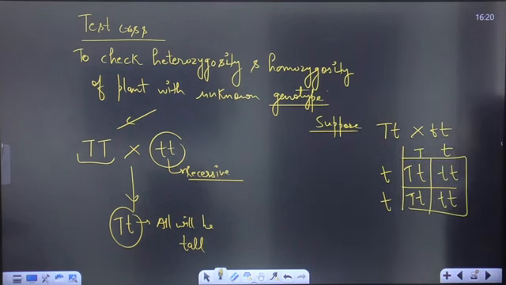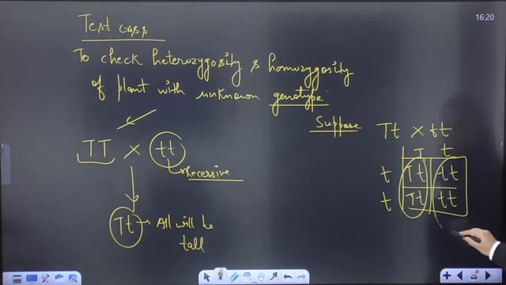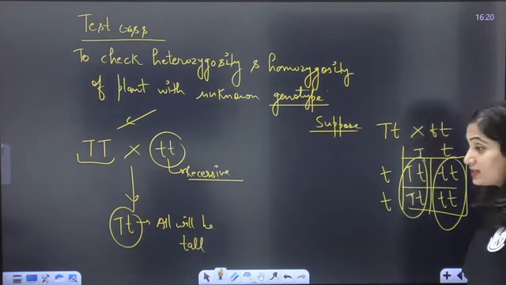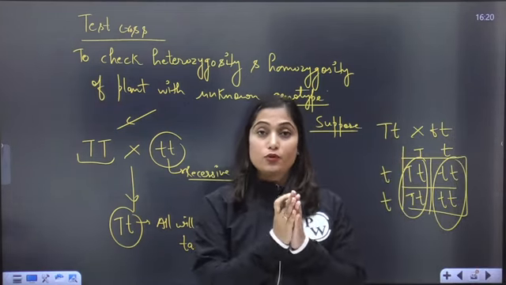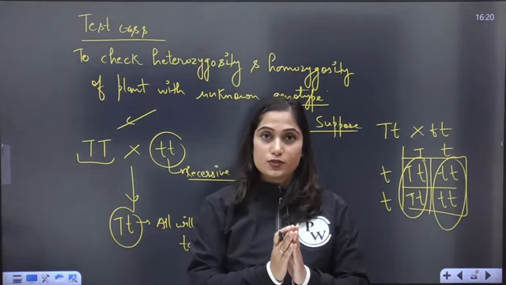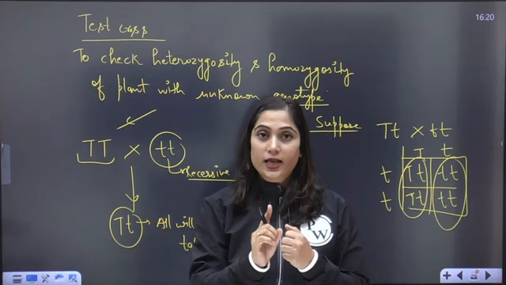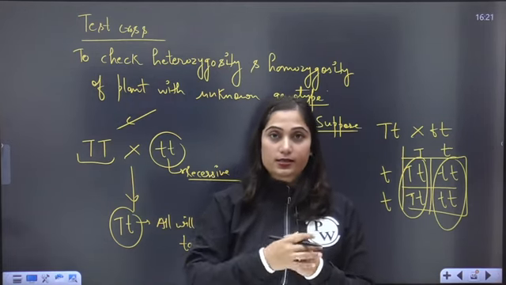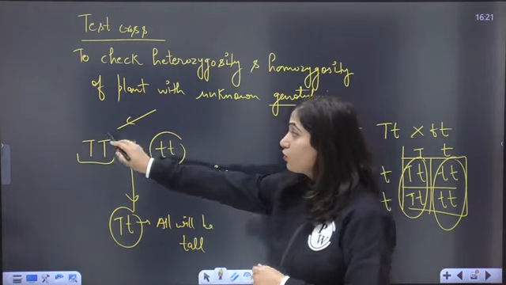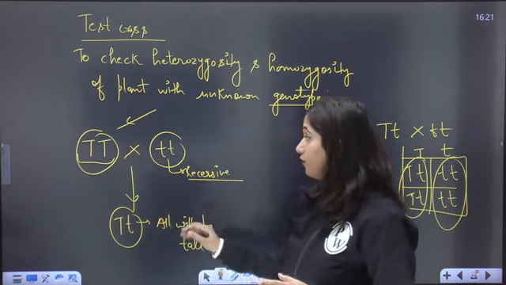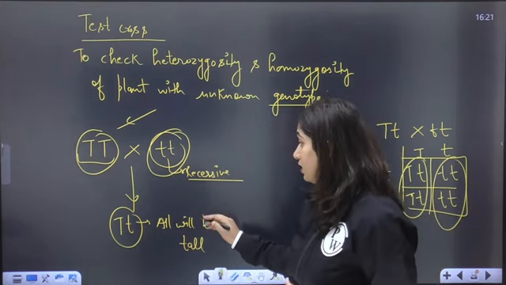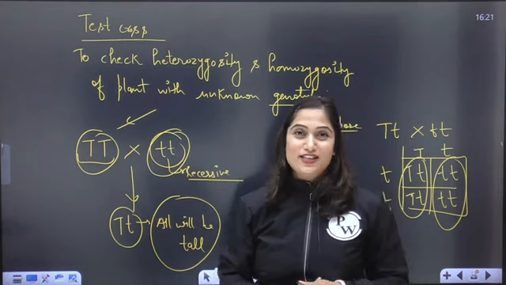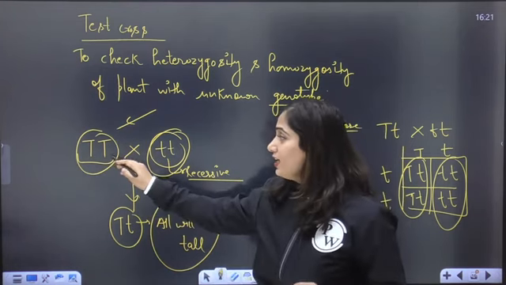So you can see here, beta, that in this condition, half of them are tall and half of them are dwarf. That means, how will you get to know whether the plant whose genotype we want to know is homozygous or heterozygous? You will tell by seeing the results. If the cross of the plant with the unknown genotype with the recessive individual produces all dominant individuals, that means all of them were tall, that means the plant was capital T capital T tall.